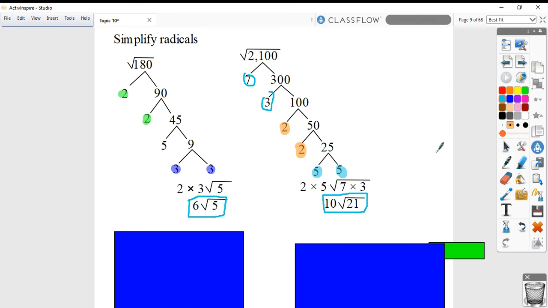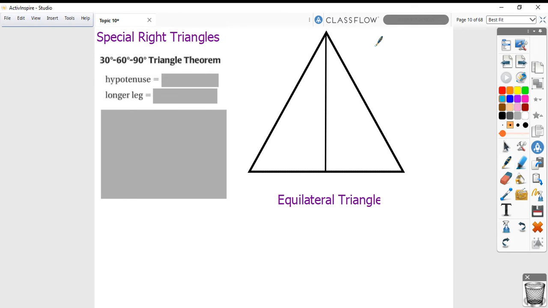All right. If you have any questions while you're working on simplifying radicals, please let me know. Up next, the next thing that we're going to talk about, the next thing that's on your Canvas assignment, is another kind of special right triangle.